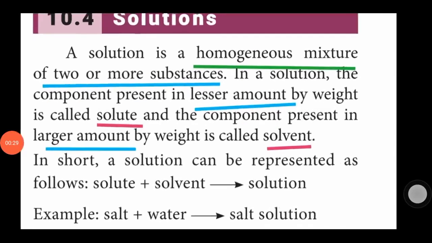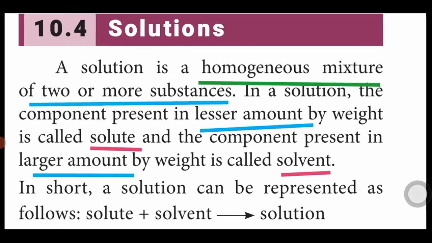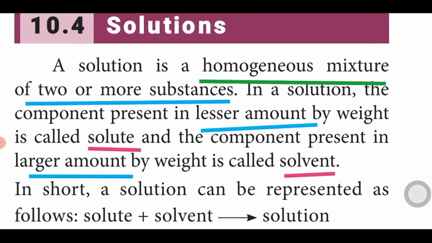What is a solution? A solution is a homogeneous mixture of two or more substances. In a solution, there are two main components present. What are the two components? One is solute, another one is solvent. The solute is present in lesser amount. The solvent is present in larger amount. The component present in lesser amount by weight is called solute. The larger amount component present in a solution is called solvent.